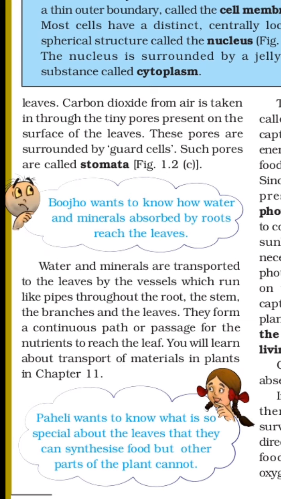Water and minerals are transported to the leaves by the vessels which run like pipes throughout the root system, the stem, the branches and the leaves. From the root, then the stem, then the branches, and lastly it passes to the leaves. They form a continuous path or passage for nutrients to reach the leaf. You will learn about the transport of materials in a plant in chapter number 11. The name is transportation in plants.